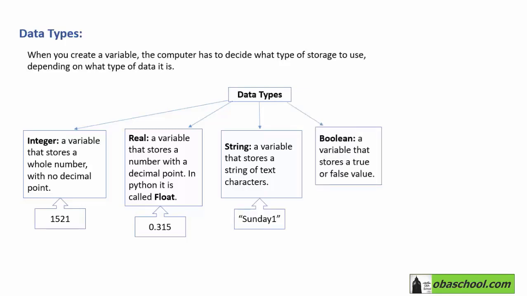Number 4, boolean, a variable that stores a true or false value. Or in other words, the 0 and the 1. So simply the example is if it's true or false.